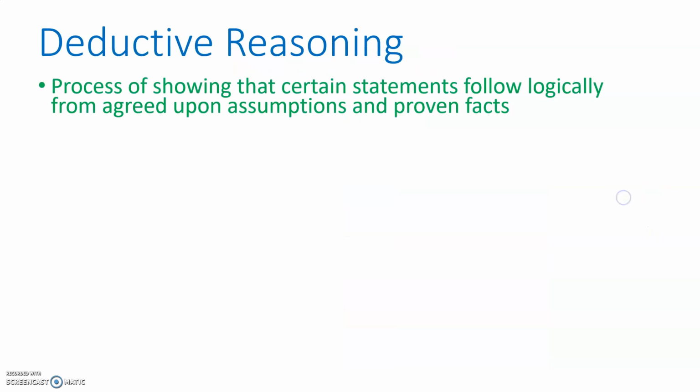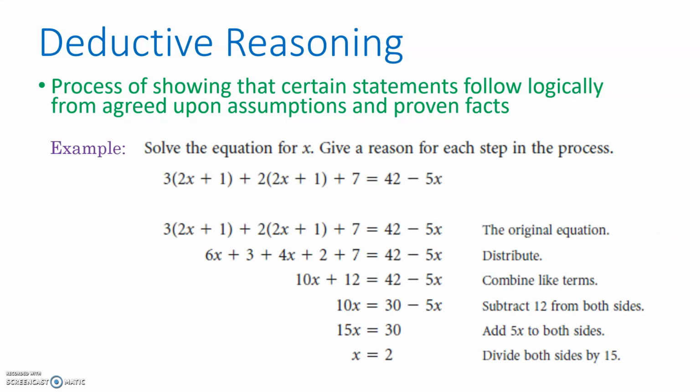So deductive reasoning is a process of showing that certain statements follow logically from agreed upon assumptions and proven facts. A great example is solving an algebra equation. This is pure deductive reasoning. So every step that we have is given a reason for what we're doing to arrive at an answer.